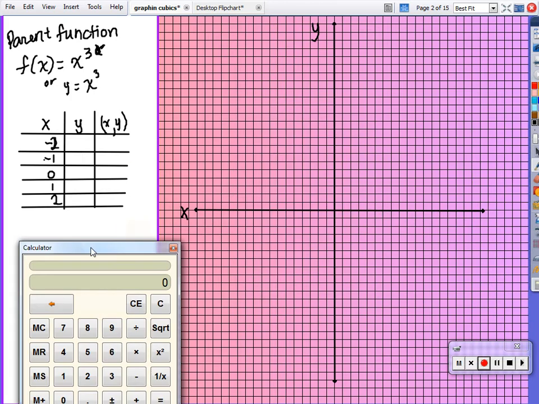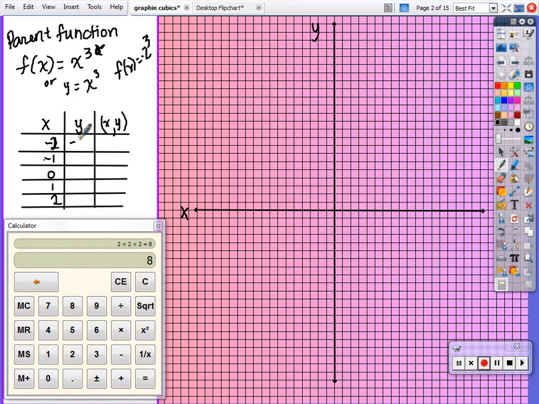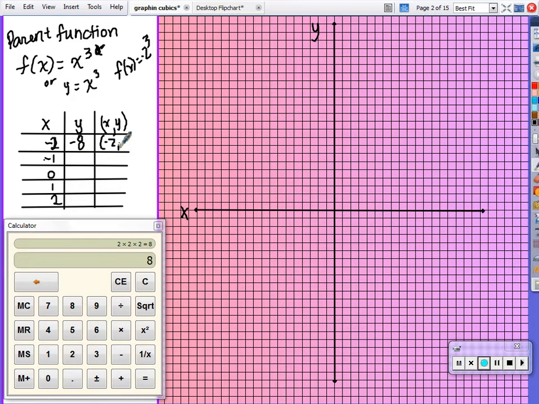I don't have a graphing calculator or one that will do cubes, so I've got to do -2 times -2 times -2. So I'm going to plug a -2 in. So f of x is equal to -2 cubed. Oops, I'm doing 0.2. Those are not negatives, so let me do that again. -2 times -2 is +4, times -2 is -8. Hit enter. It's -8. So we have -8, and so our point is (-2, -8).